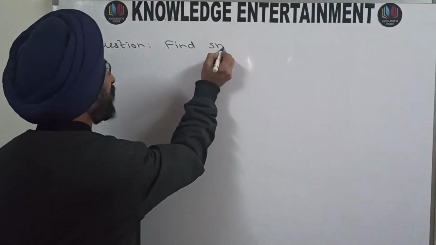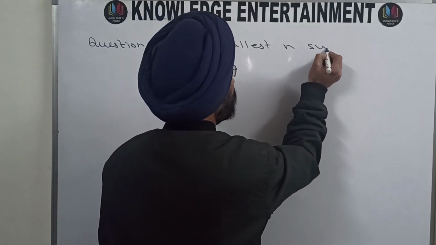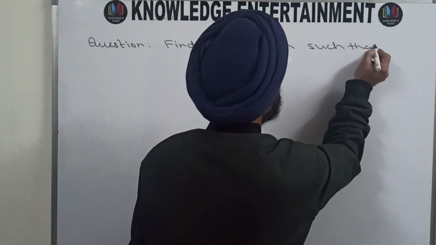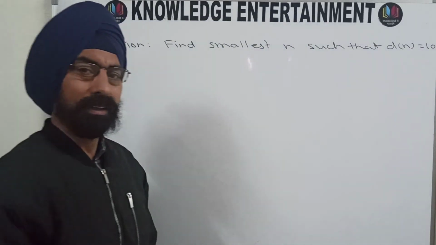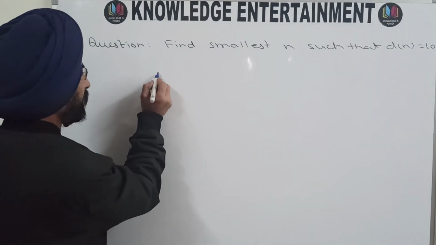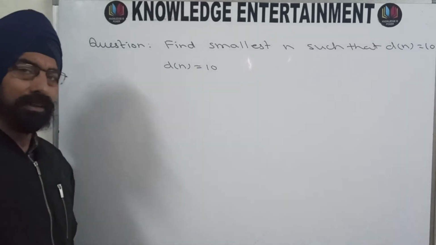So I am taking this particular question: find the smallest n such that dn is equal to 10. So what are we given? We are given that dn is equal to 10.